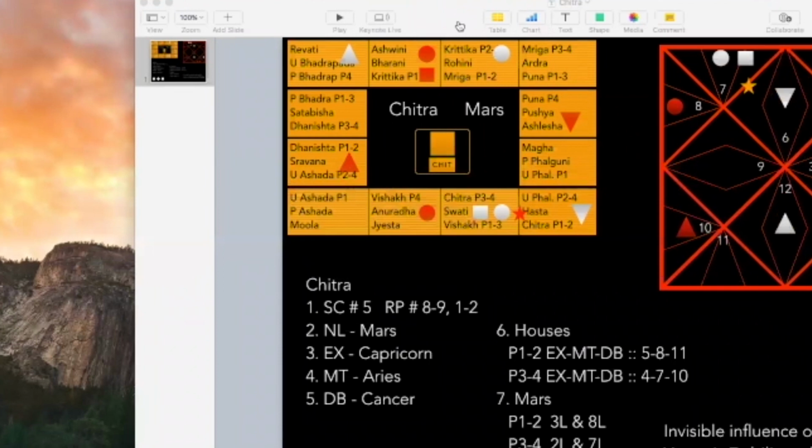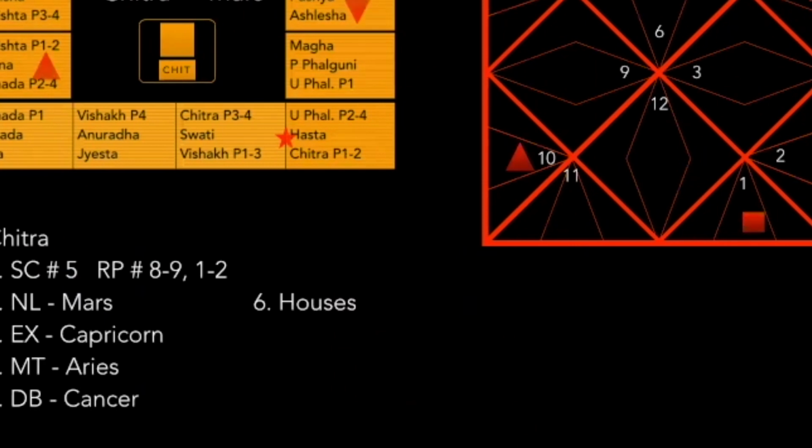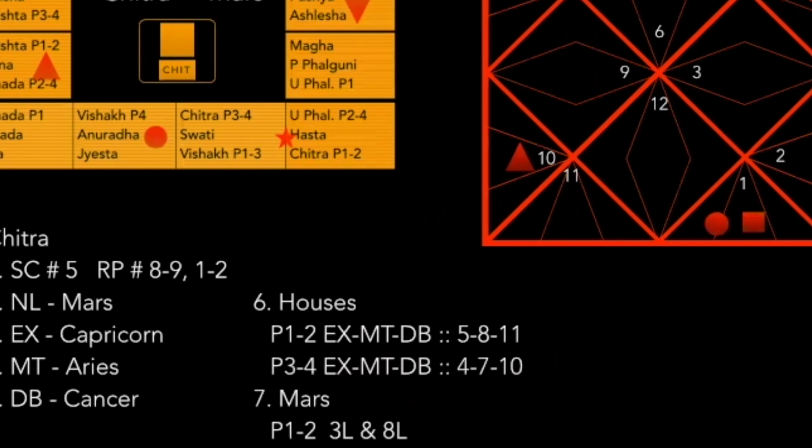Actually, Chitra is the nakshatra where Venus is debilitated. So as per Pai Paddhati, if you were to think about an invisible influence in Chitra, Venus is debilitated at 28 degrees in Chitra, right? So Venus has an invisible influence upon Chitra. Then you analyze the same Rashi just for Venus, as we did for Mars, and immediately you get a picture.